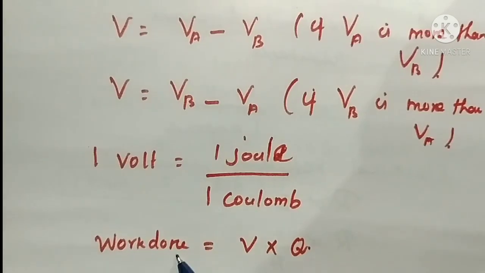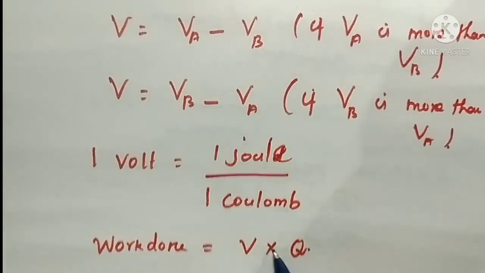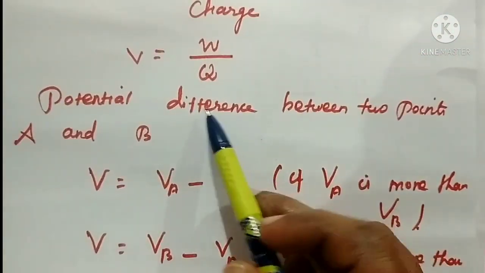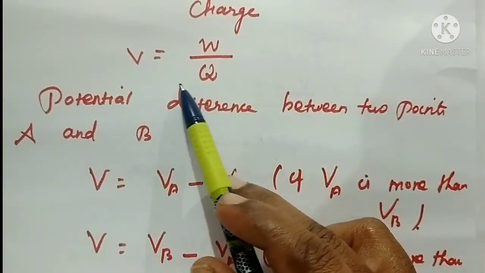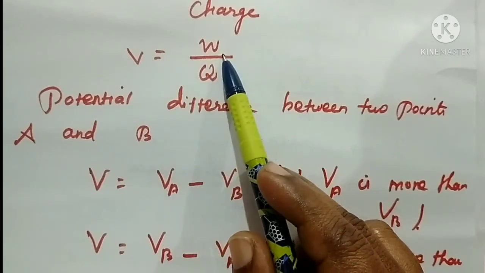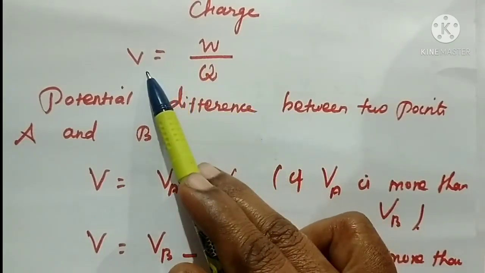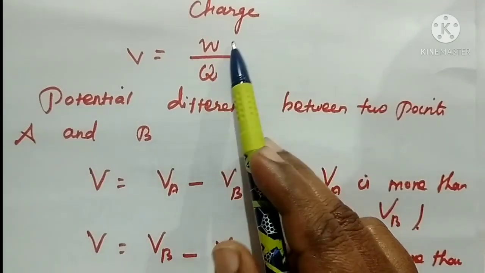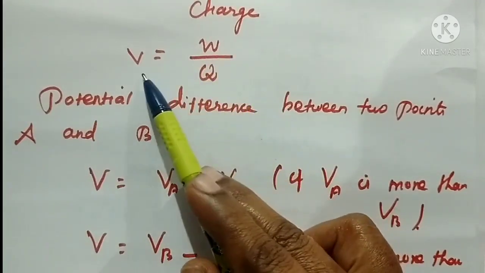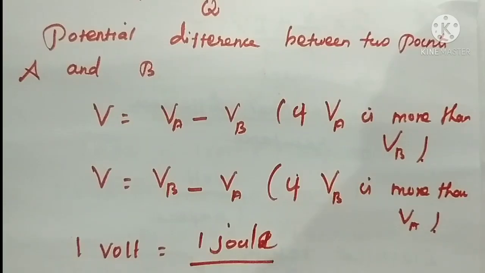Work done is equal to V into Q. What's the formula for work done? Potential difference into charge. Here we discussed V is equal to W by Q, the formula for potential difference. Suppose in a problem the potential difference and charge are given, we can calculate the work done. Work done is equal to V into Q.